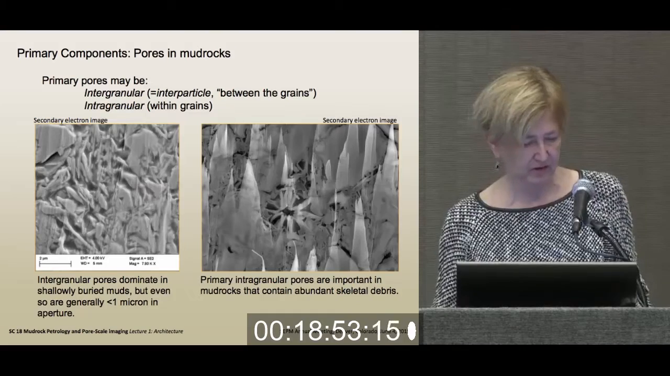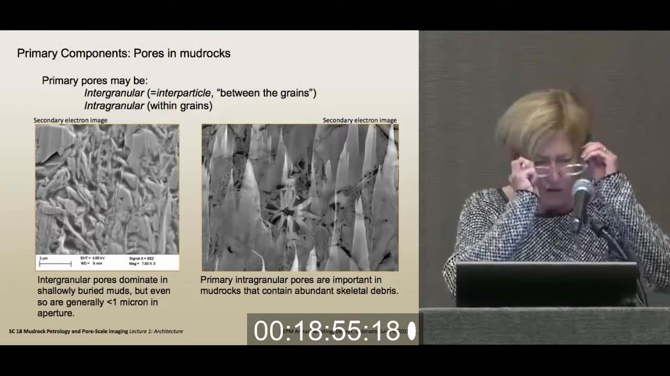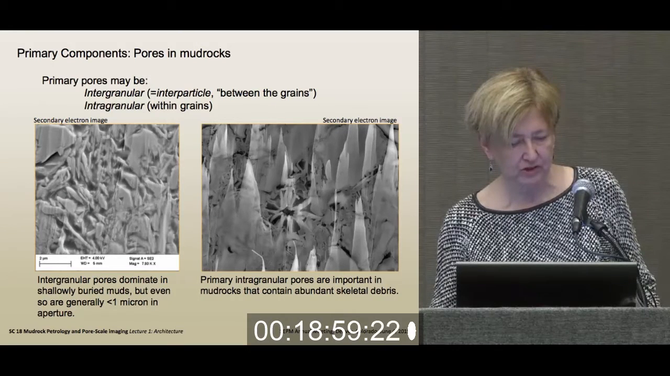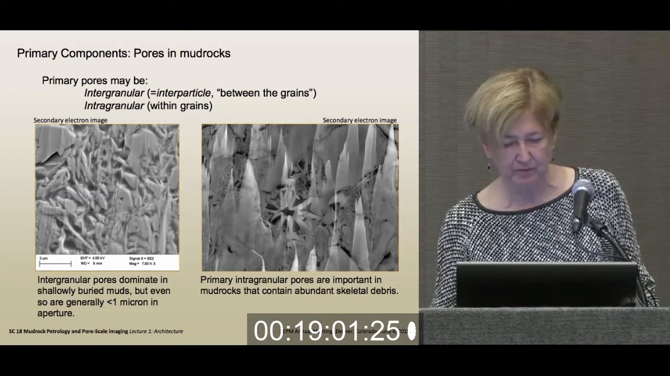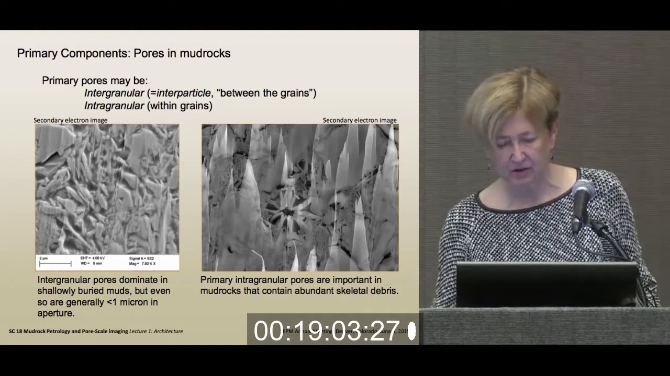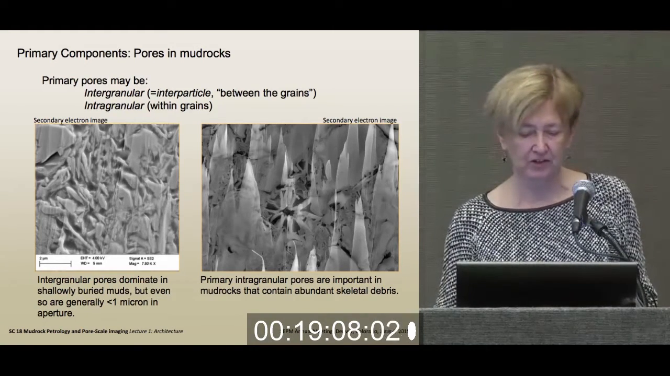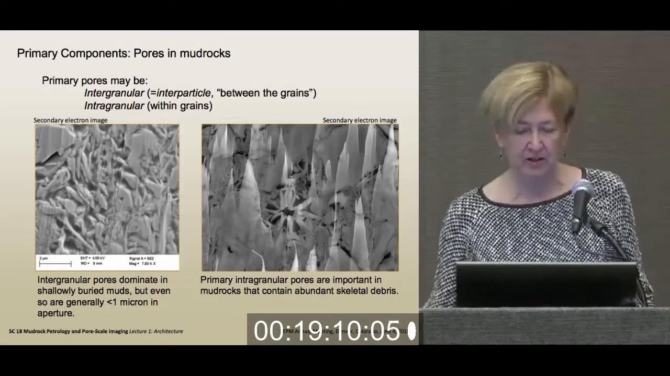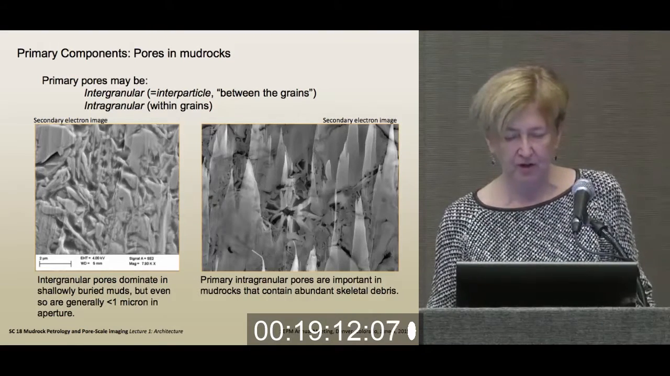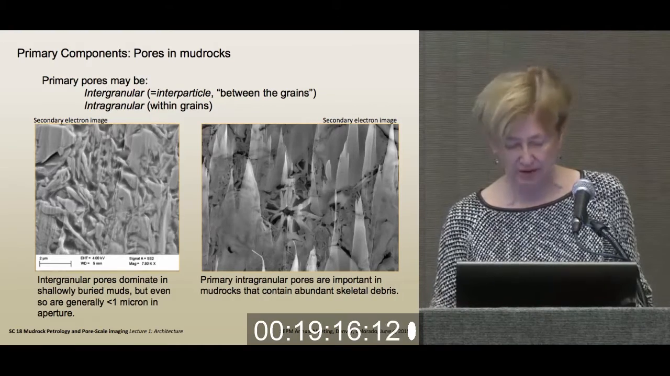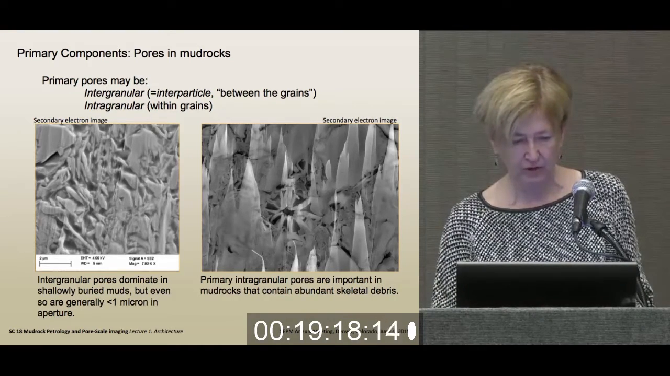Here's a close-up view. I think that's a 2 nanometer scale bar. And these are clay particles, and you can see the intergranular spaces between them. And here's a close-up look. I'm not sure what this is. I'm not sure if it's some cross-section through a diatom or radiolarian or some nanofossil. But anyway, you can see that it's an organic structure, and then it has primary intragranular pores in it.